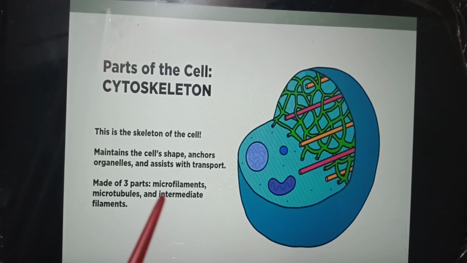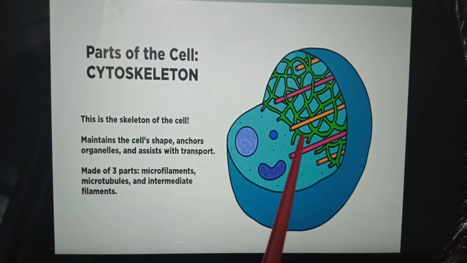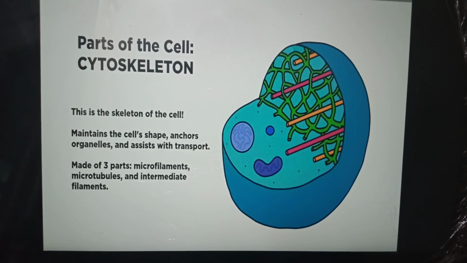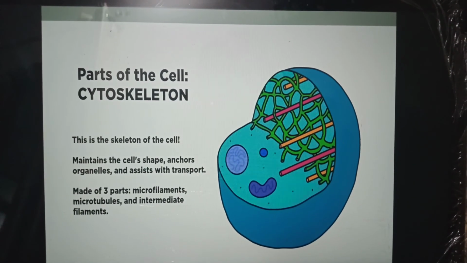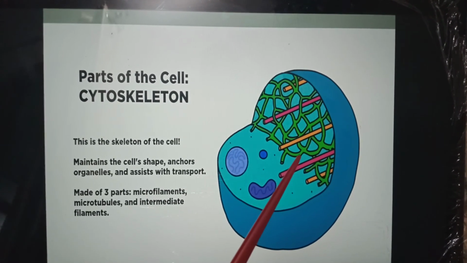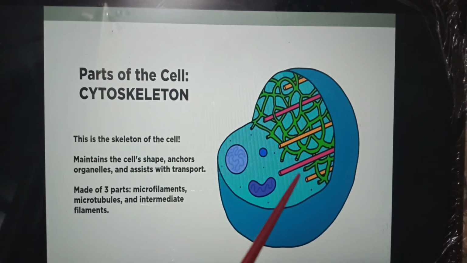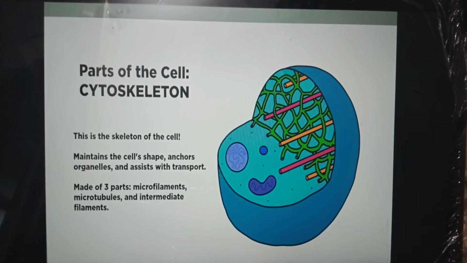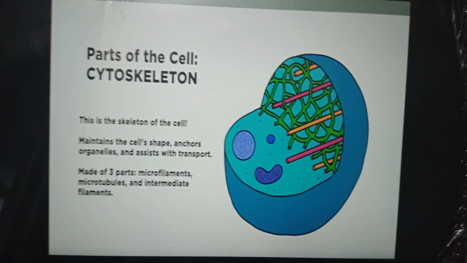Microfilaments are thinner. These are microfilaments, which are green in color, and they help the cell to change its shape. These microfilaments are made up of actin protein, and these are the microtubules, which are made up of tubulin protein, and they help the cell to hold its shape.